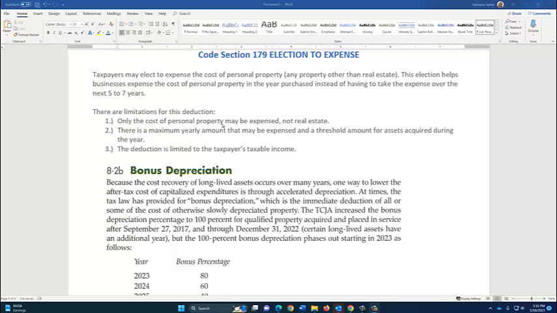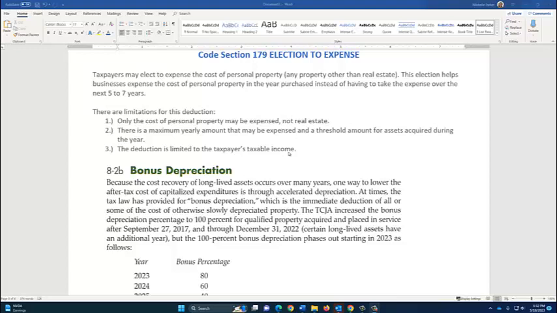There was a maximum yearly amount. It's a very large amount. Like for 2022, the amount was $1,080,000. So it is a high threshold. But the thing that keeps taxpayers from using Section 179 a lot is the limitation on the taxpayer's taxable income.